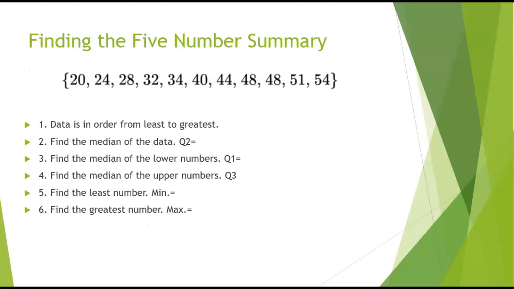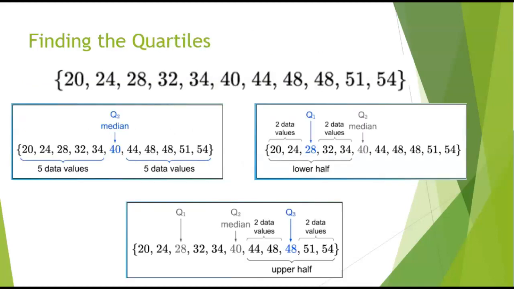So let's look at this data set up here. It's in order from least to greatest already. Isn't it? No, it's not. All right. So we have 1, 2, 3, 4, 5, 6, 7, 8, 9, 10, 11 numbers there. So the first thing we have to do is order it from least to greatest. So that is our next slide. There we go. We've ordered our data from least to greatest.